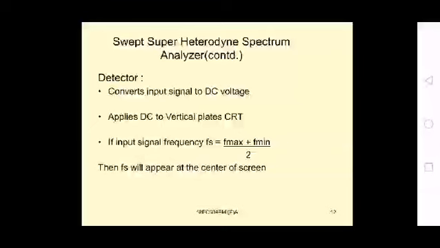Suppose you take the input signal frequency fs as the sum of your sweep frequencies, maximum plus minimum, divided by 2. Then your fs will appear at the center of the screen. So based on your signal frequency and f minimum plus f max divided by 2, your signal frequency will appear at the center of the screen on the CRT.